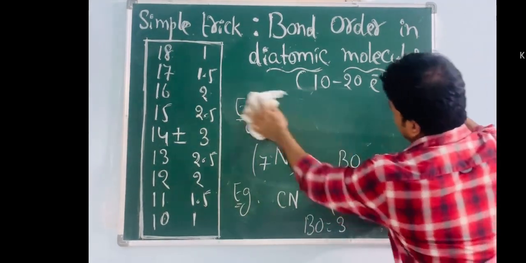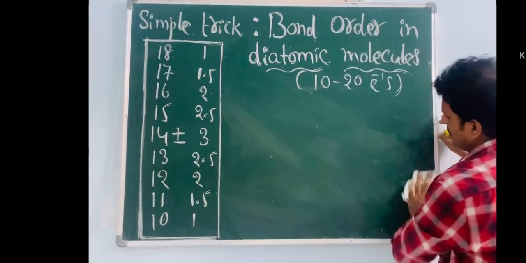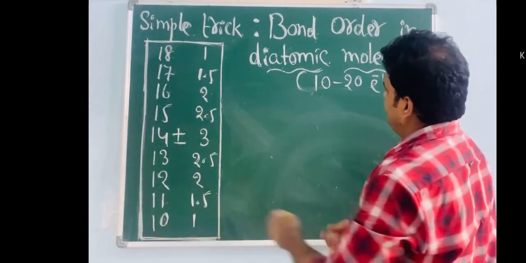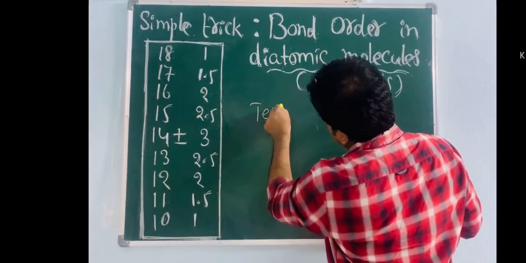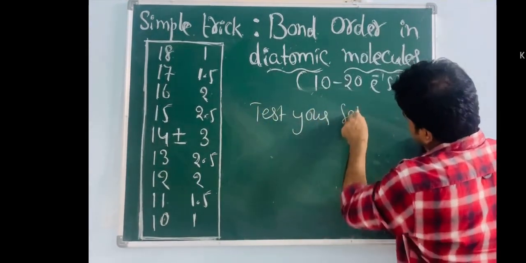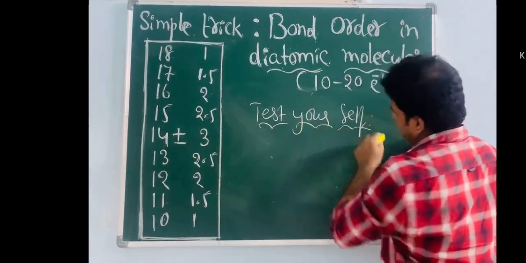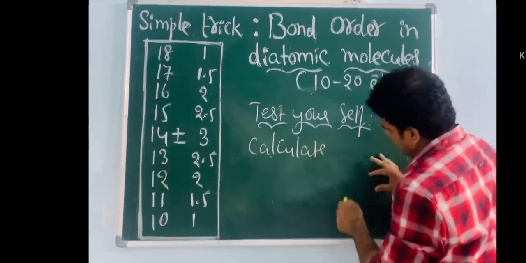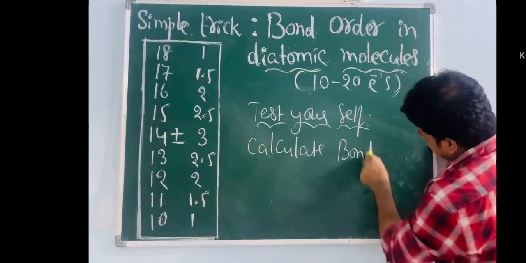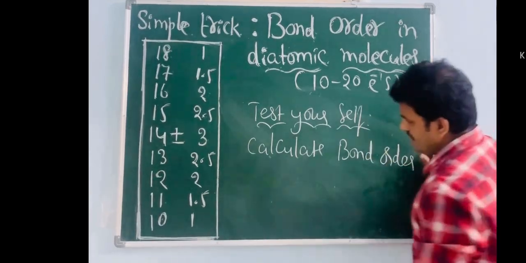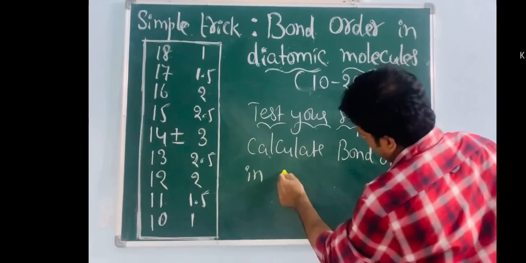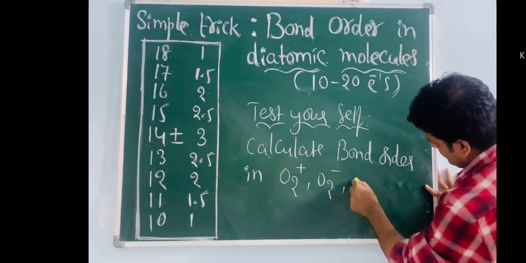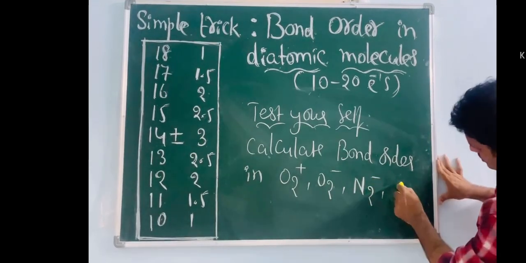Now students, a test yourself question. Please answer the question and also comment. Test yourself question: calculate bond order in O2 plus, O2 minus, N2 minus and CO.